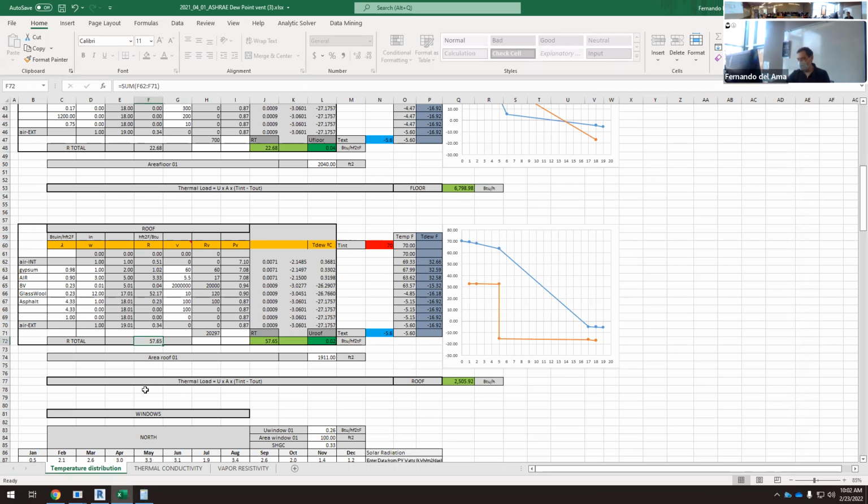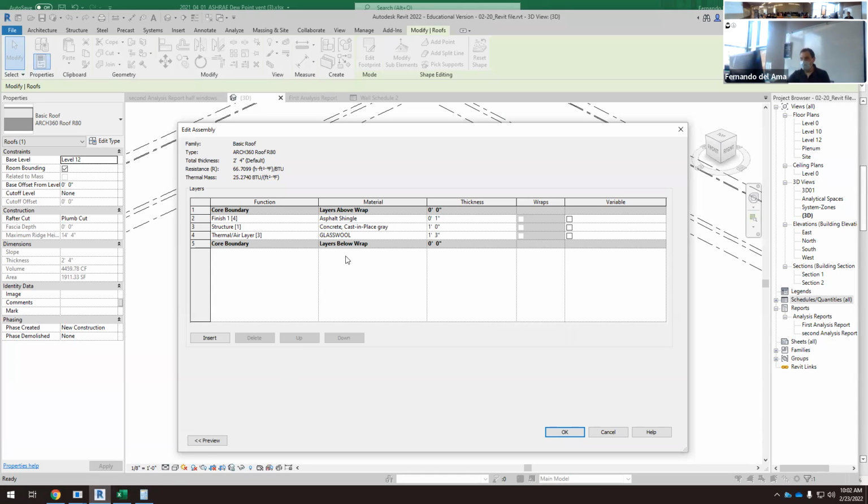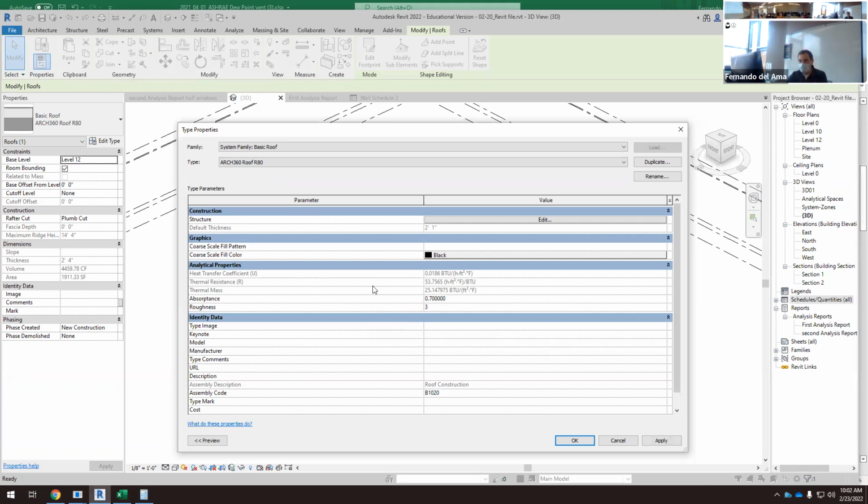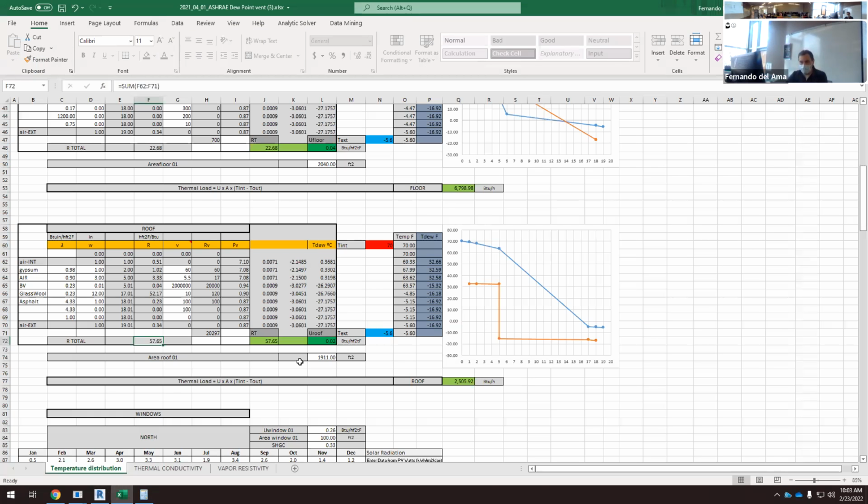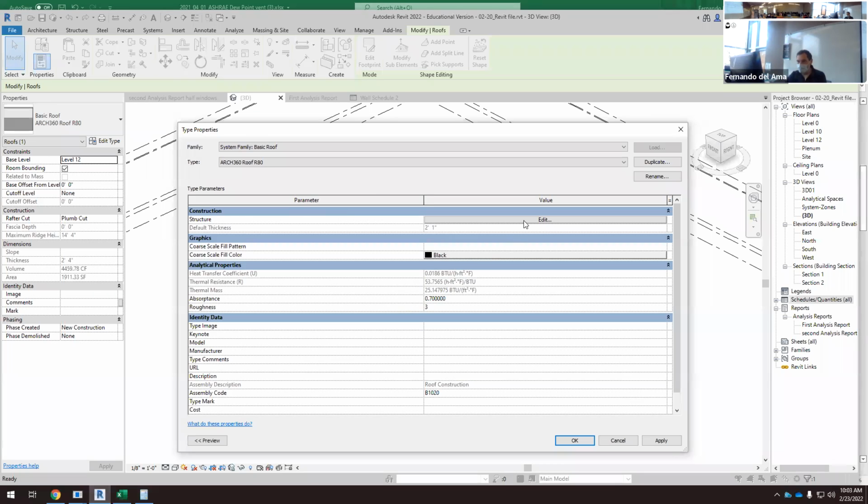So with this detail it was 57. In REVIT it was different, because here we have 1 inch and 1 foot and 3 inches. Okay, so let's try to get here like 50 something. Let's try with 1 foot in REVIT. And now the R value is 53. And here it was 57. Okay, so we need 1 more inch in REVIT.